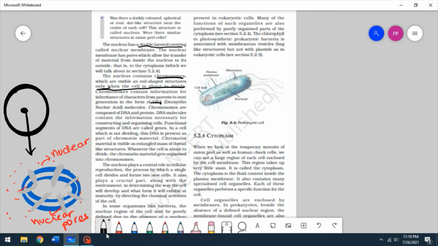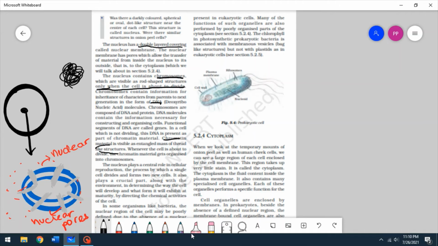Well, that is present as chromatin material. It is visible as an entangled mass of thread-like structures, and when the cell is about to divide, the chromatin material gets organized or condensed into chromosomes. So when the cell is not dividing, chromosomes are present as chromatin material, the fine thread-like structures. That's one of the easiest drawings for me. Chromatin material, I can just do that, and that will be a perfect representation of the chromatin material.